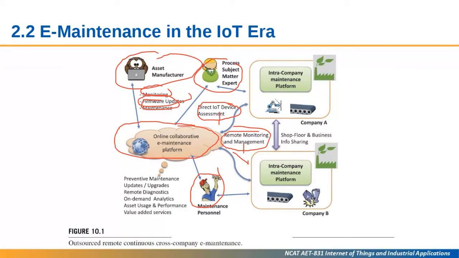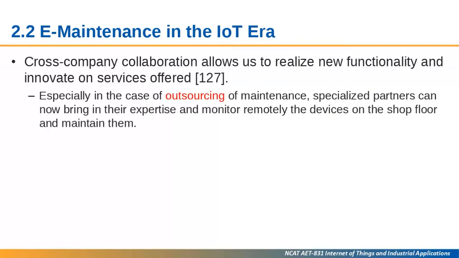And also for the different companies, their inter-company maintenance platform can be connected to this collaborative platform, so that their data will be available to the different stakeholders here. And also with this platform, it will enable shop floor and business information sharing in a more secure way. And with this platform and the cross-company collaboration, outsourcing of maintenance, specialized partners can now bring in their experts and monitor remotely devices on the shop floor and maintain them. So that can also be a new business model.